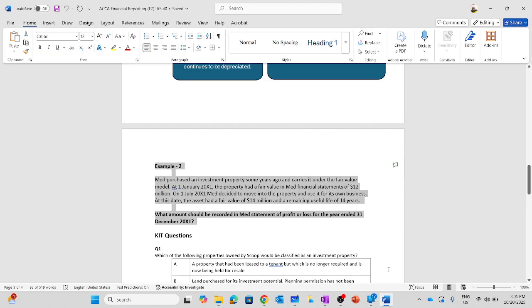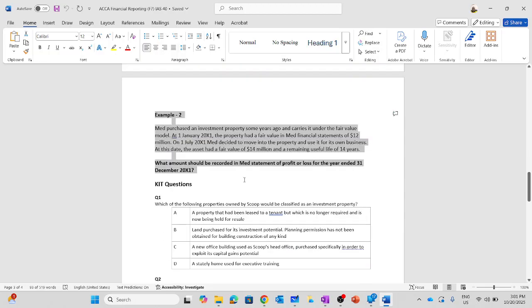So for investment property, this is all we need to know. Very simple. You need to know the fair value, which is very important, how we can account for investment property under the fair value model, and also at the point of transition from IAS 40 to IAS 16, or from IAS 16 to IAS 40, using the fair value or cost model. These are the things you need to know.